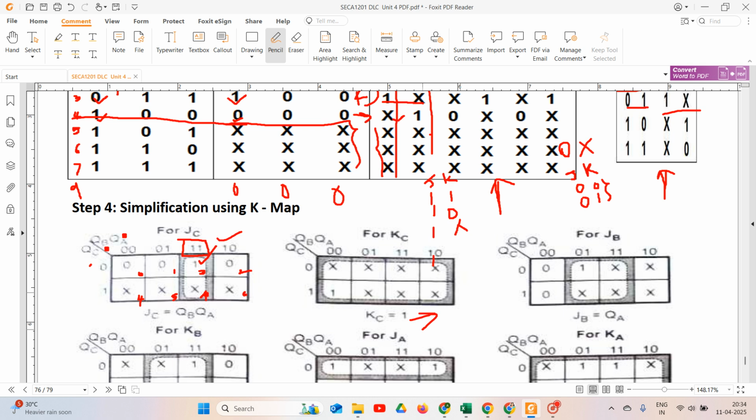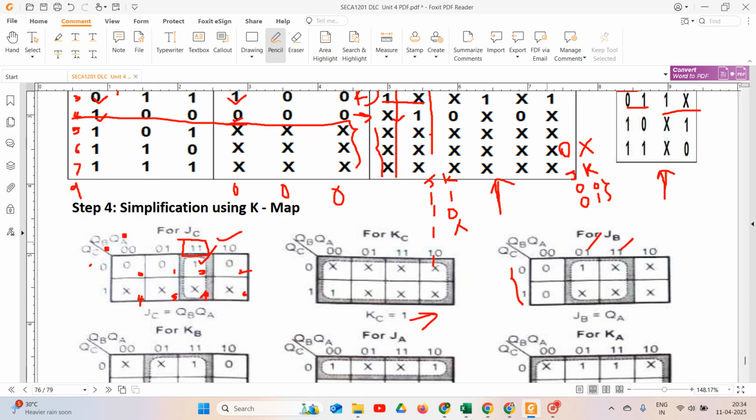So this is for JB. This is a quad group. These two are different, right? So here the common is this one and this, and that's why we are taking QA.